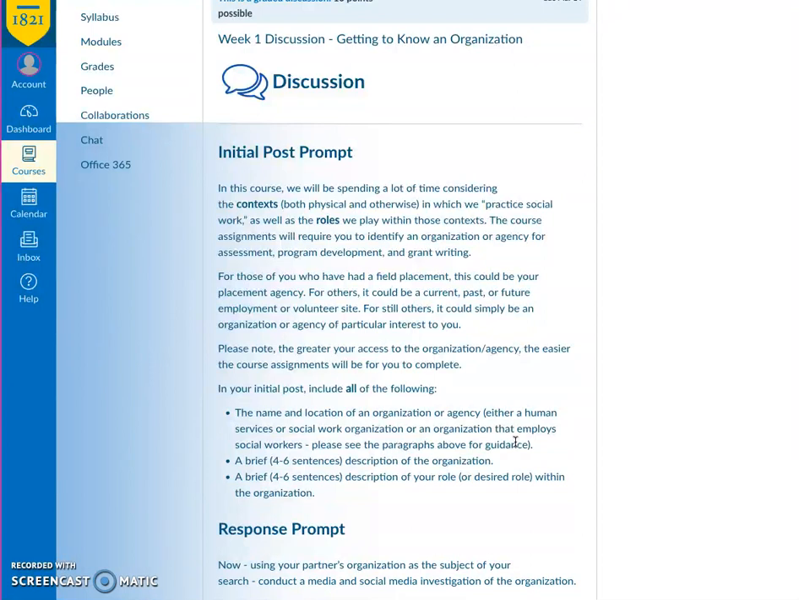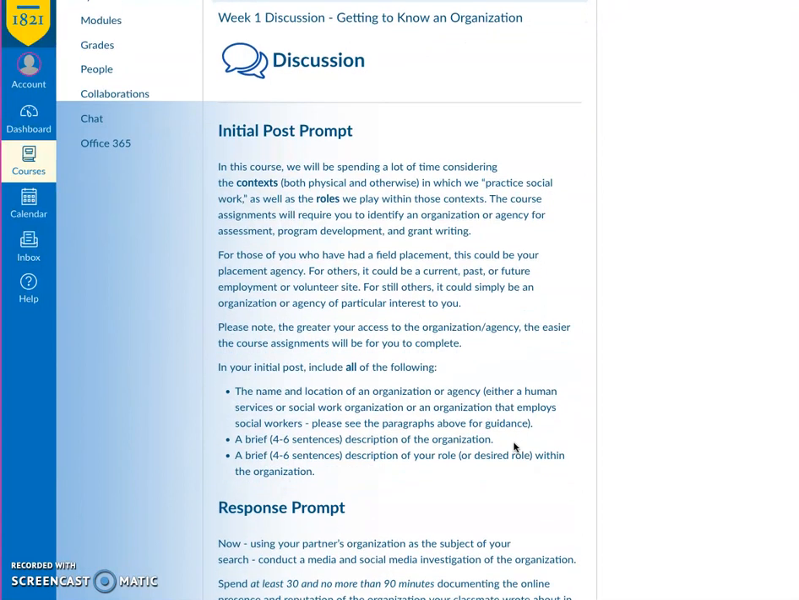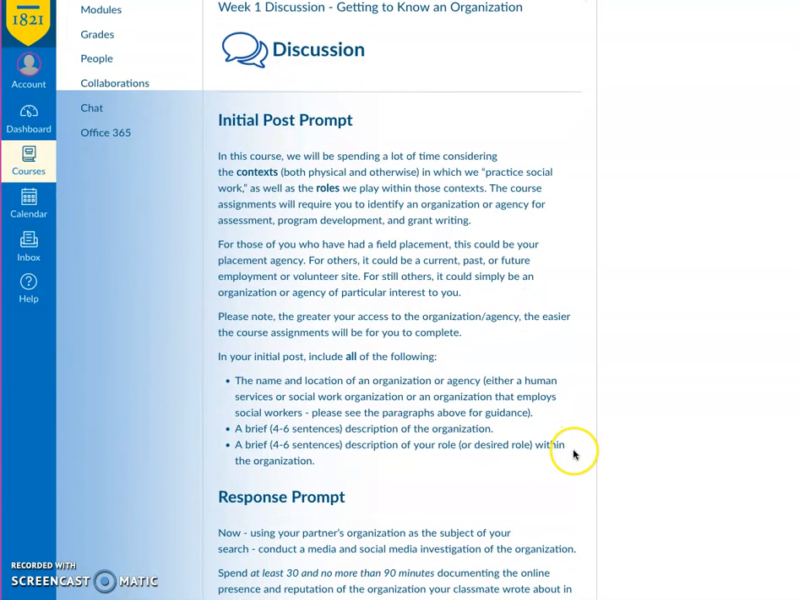Once you have identified the organization, the initial post for this week is fairly straightforward. Please provide the name and location of the organization, provide a brief description of the organization, and also about what your role within the organization is.